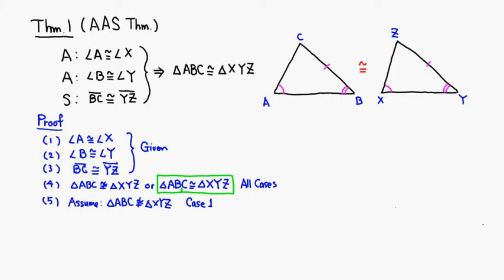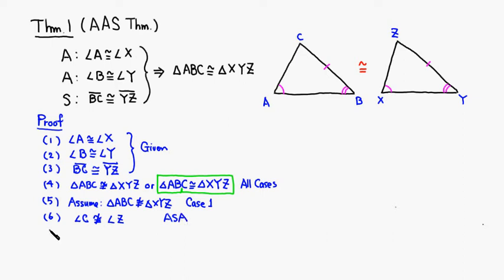So we know that angle C cannot be congruent to angle Z. This is by angle-side-angle.